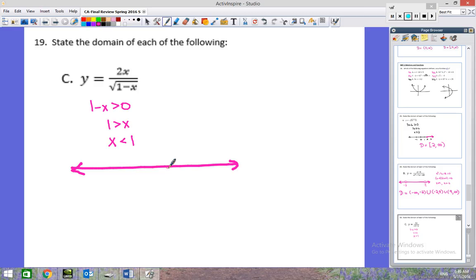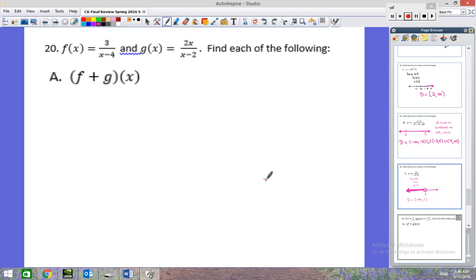With x being less than 1, if this value represents 1, it's strictly less than, so this is going to be hollow, and less than is to the left, so I've got all of these values here to describe. And using interval notation, the domain of this is the set of real numbers from negative infinity up to 1, but excluding 1.